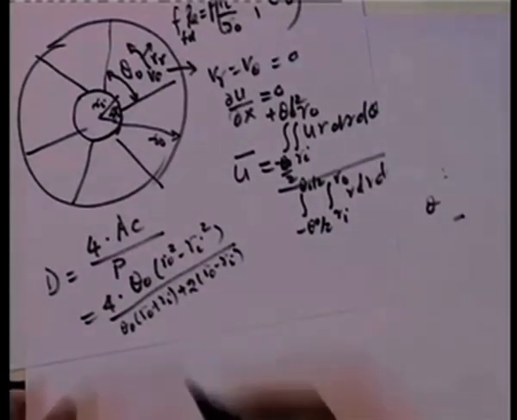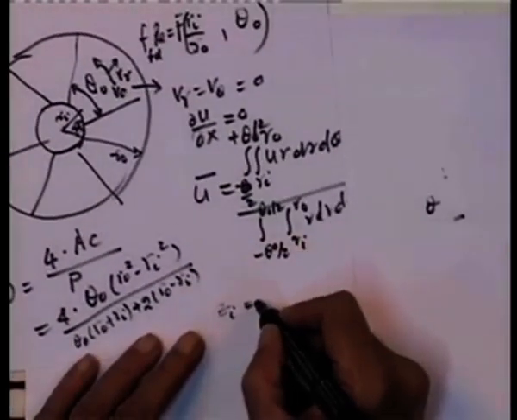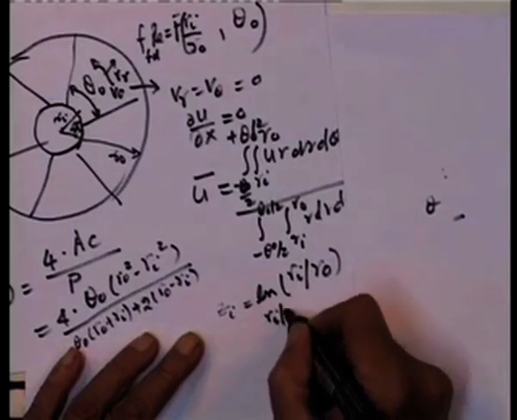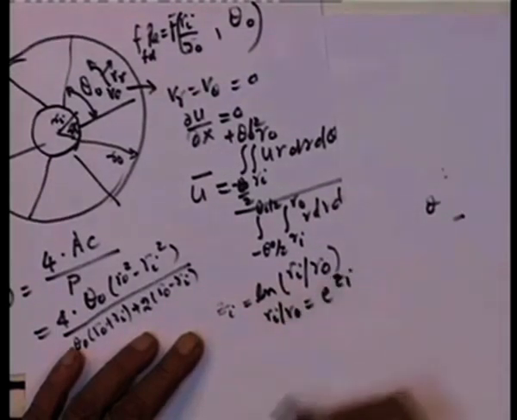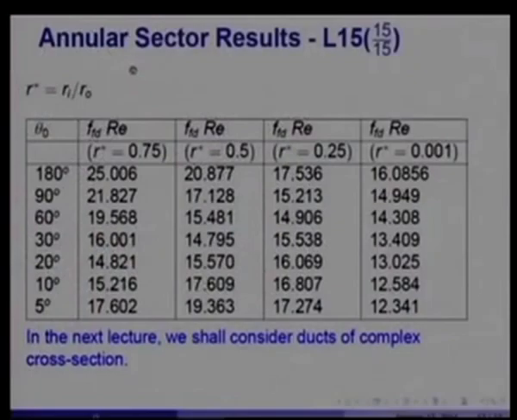And if I were to divide this through by r o, then note that z I is simply ln of r I by r o, and therefore, r I by r o will be equal to exponential of z I, and that is what I have shown here. So, it is possible to evaluate friction factor and Reynolds number as a function of these two parameters, r I by r o and theta naught. Here are the evaluations for a few values of radius ratio r star equal to r I by r o: 0.75, 0.5, 0.25 and 0.0001, which is a very small value of course.